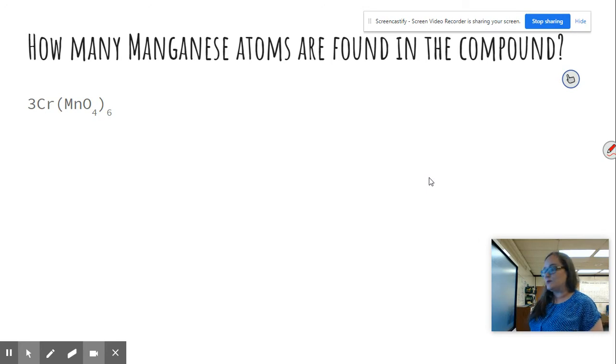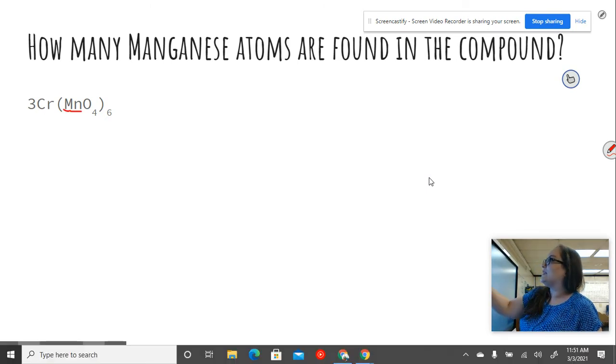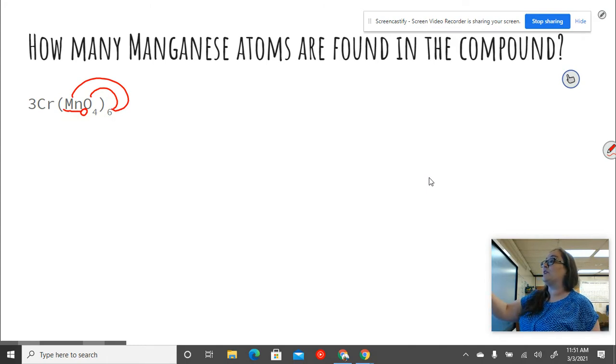How many manganese atoms are found in the compound? So first you've got to know which one's manganese. Well, Cr is chromium, O is oxygen, so we've got manganese right there. So we know it's that. Now there is no subscript on manganese, so we don't have to worry about something times 6. But we do need to worry about the 6 because it applies to everything inside the parentheses. Now, if we were trying to figure out oxygen, we would have to multiply 4 times 6 to figure out the total that are within the parentheses. But for manganese, there's no subscript. So that means 1, 6 times 1. So we know we've got 6 manganese right here in the parentheses.